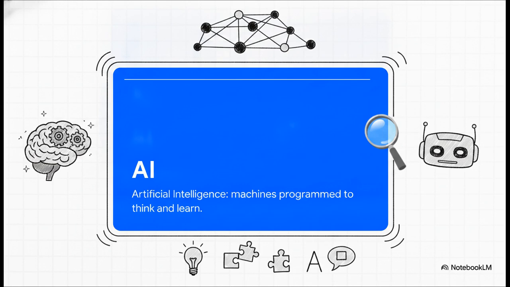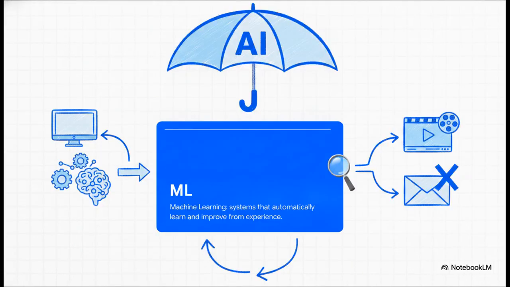It's this massive, broad concept of building computer systems that can do complex things we used to think only humans could do, like reasoning, solving complex problems, and actually understanding natural language. Now, right under that AI umbrella is ML, machine learning. This is incredibly relevant to you. Machine learning is the process that allows these computer systems to automatically learn and get better from experience, without a human having to sit there and code every single step. It's exactly how Netflix magically knows what show you'll want to binge next, or how your email perfectly filters out spam. The system is just constantly learning from the data it eats.